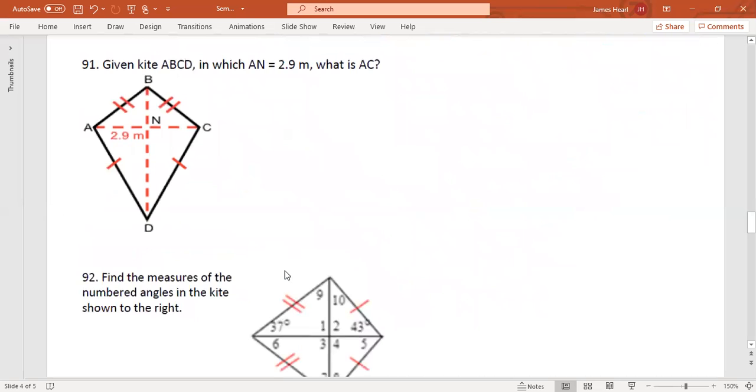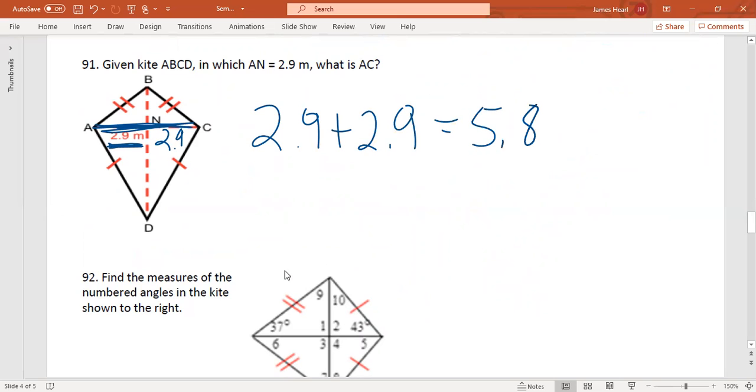See, for 91, we jump into a kite. We're given that A to N is 2.9 meters. So you're asked to figure out the length of the entire diagonal from A to C. And that's where we use the folding concept of a kite. Based off of the congruency marks, if it's 2.9 from A to N, it must be 2.9 from N to C. And a pair of 2.9s would add up to a total length of 5.8 for the length from A to C.